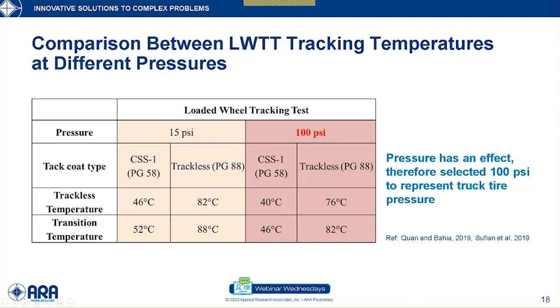And as expected, the trackless emulsion has a higher trackless temperature than the less stiff emulsion, that is CSS1, the cationic slow setting one.